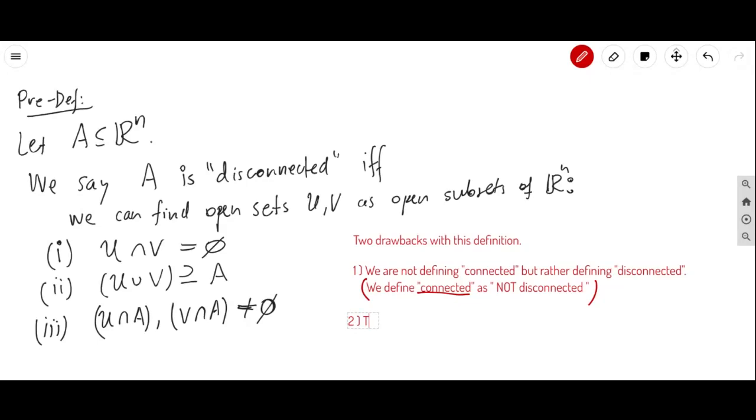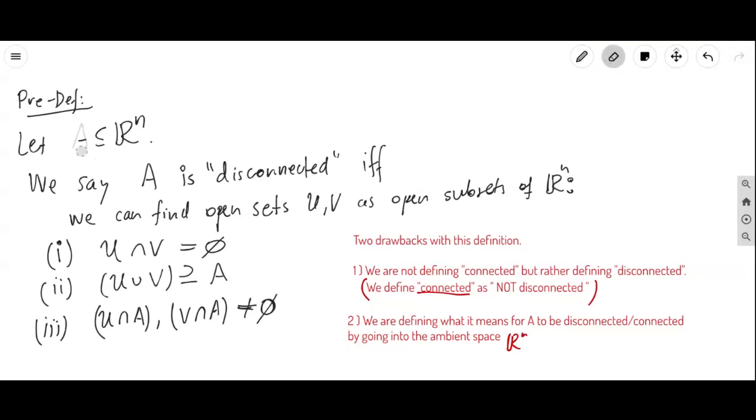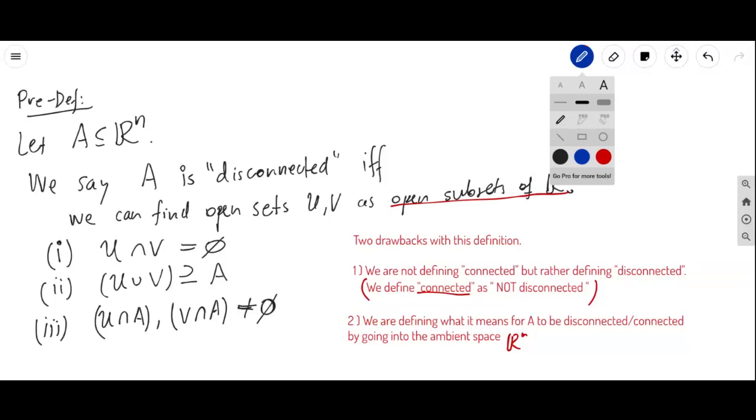And the second thing is we are defining what it means for A to be disconnected or connected. Connected would just be the opposite of that, by going into the ambient space Rn, right? So this A sits in Rn, and we're trying to determine if this subspace is disconnected, and we're talking about open sets in Rn.